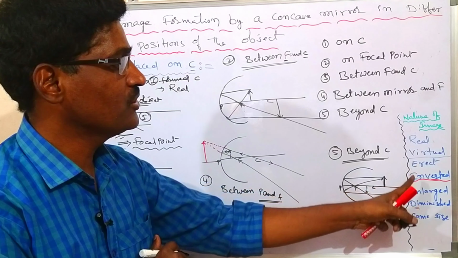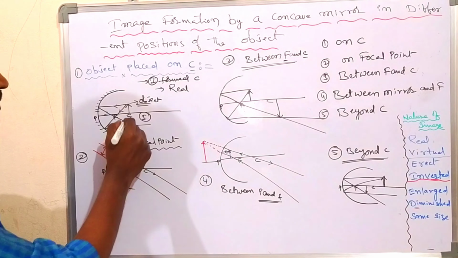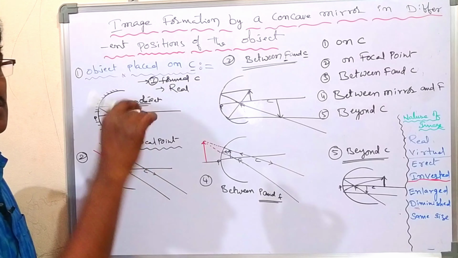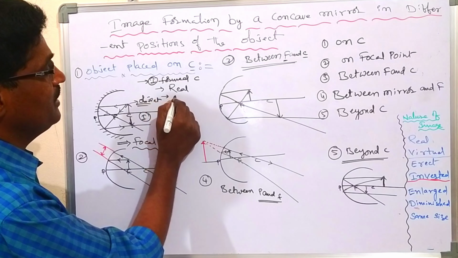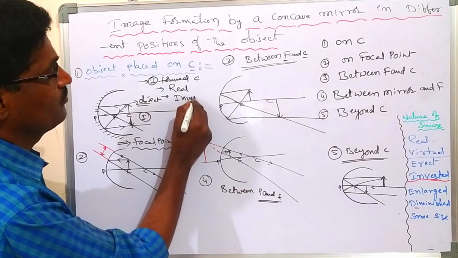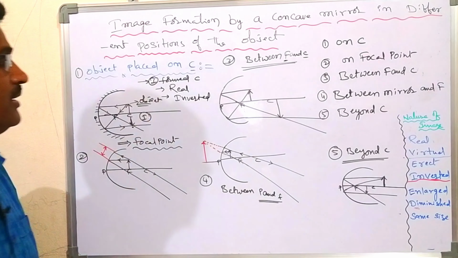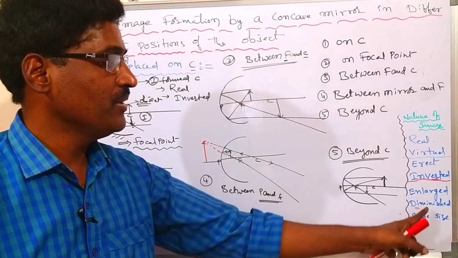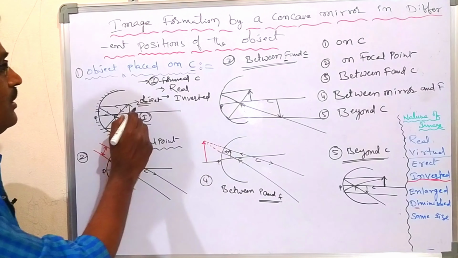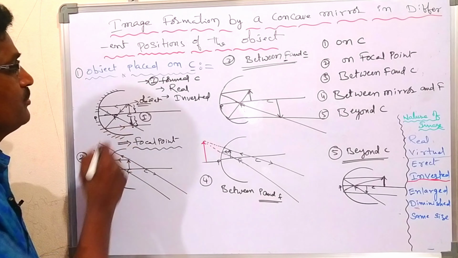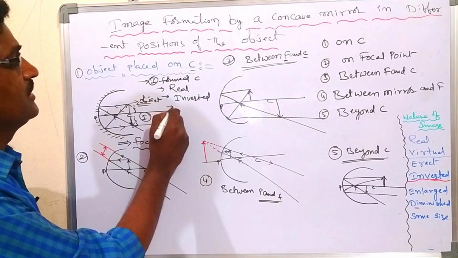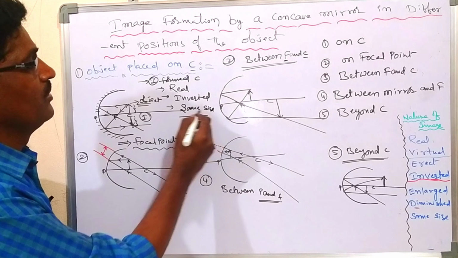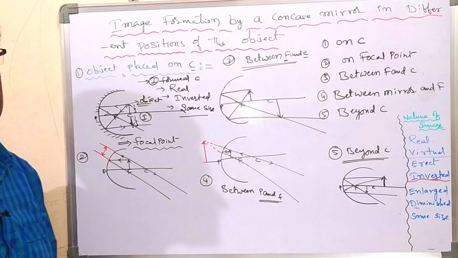Next point, erect or inverted. How does it look? Downward. If it is upward, it is erect; downward, it is inverted. That's why the image is inverted. Next point, elongated or diminished or same size. How will it be? Look here, the object and image are both the same size. This is the nature of the image.